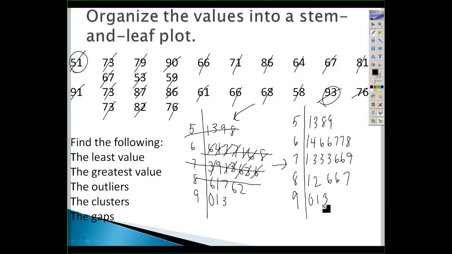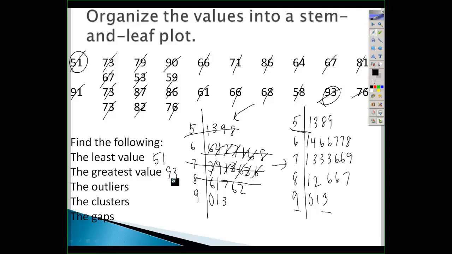So now I need to find the following: the least, the greatest, the outliers, the clusters, and the gaps. I'm going to say my least value is at the top at 51. I'm going to write 51 in. And then I'm going to say the greatest value is 93. And we kind of already identified those out of our data. So that's good that they're on our stem and leaf plot in the same spot.